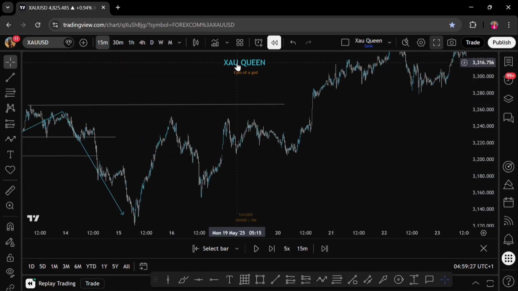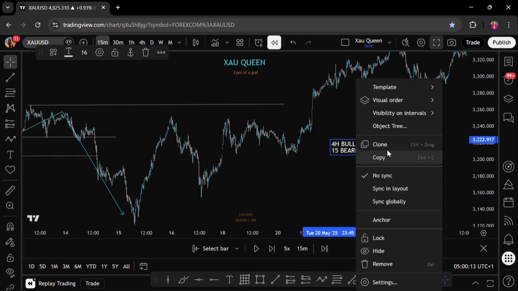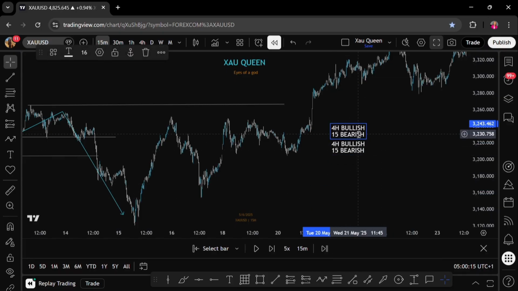Now, another rule that you need to know: the more in line the market structure is, the higher the probability. What do I mean by that? Let's say 4 hours is bullish here. 4 hours is bullish, 15 minutes is bearish. This is a risky trade. This is not a high probability trade.